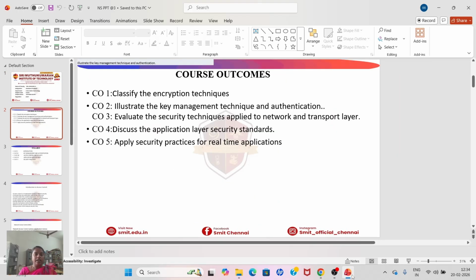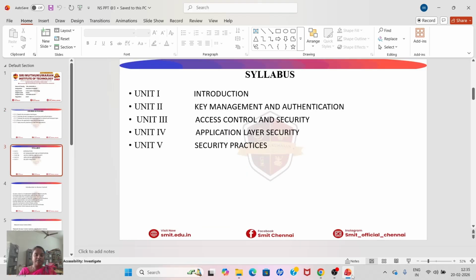Course outcomes. 1. Classify the encryption technique. 2. Illustrate the key management technique and authentication. 3. Evaluate the security techniques and apply to network and transport layer. 4. Discuss the application layer security standards. 5. Apply security practices for real-time application.